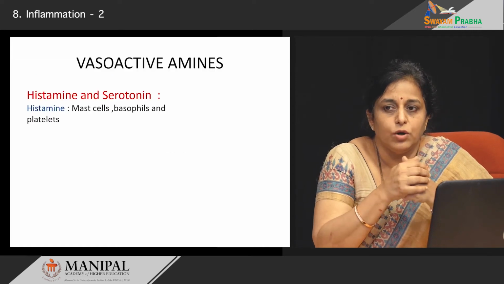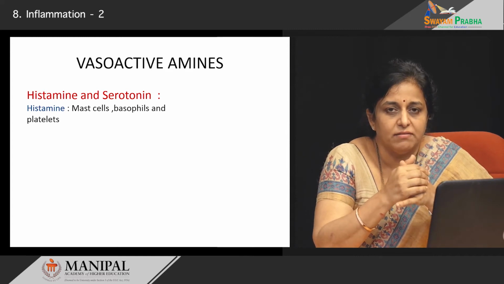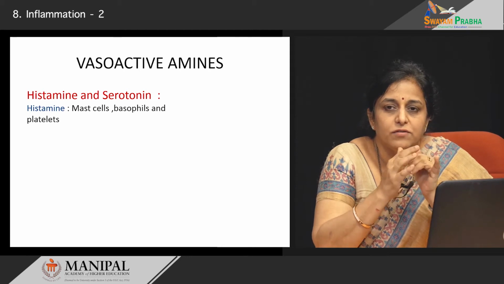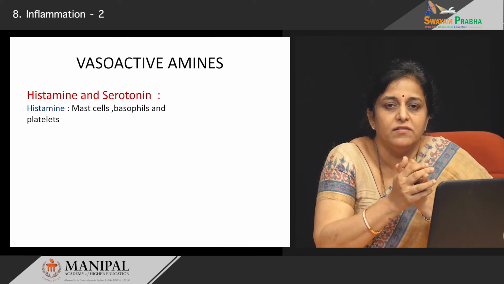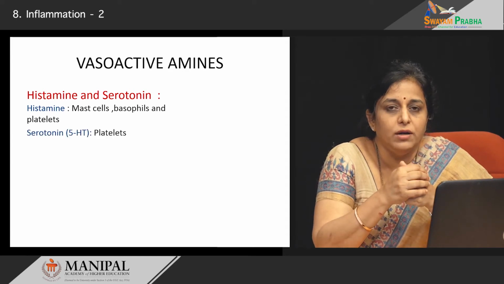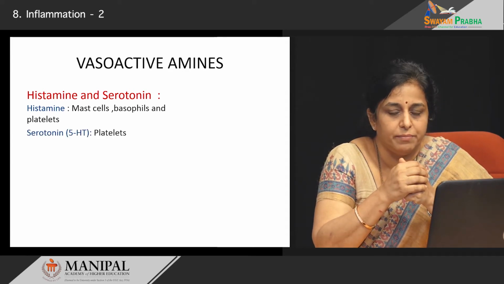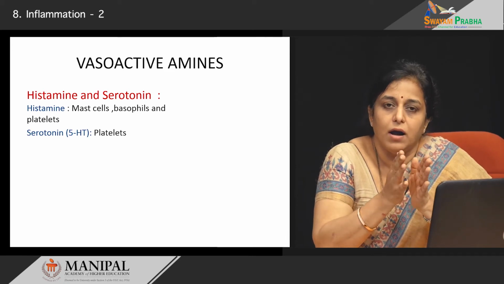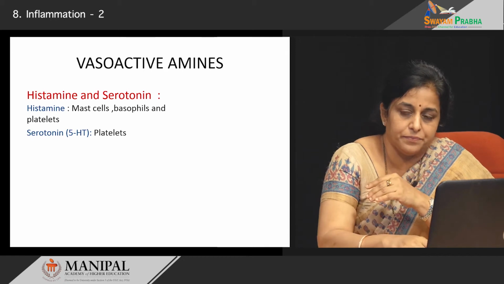Now, histamine is produced by mast cells, basophils and also platelets. So, the source of histamine is mast cells, basophils and the platelets, while that of serotonin, which is also called 5-hydroxytryptamine, is the platelets. So, platelets produce serotonin as well as histamine.